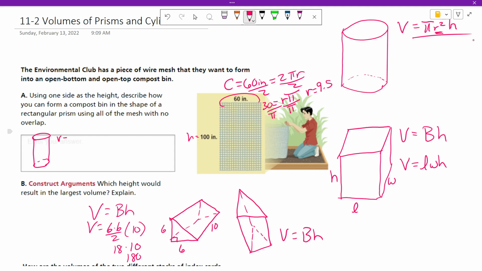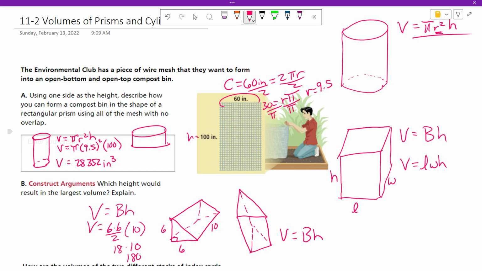So the volume of this is pi r squared h. The volume is pi times 9.5 squared times the height of 100. Put that straight into your calculator that way. Pi times 9.5 squared times 100. It's going to be pretty big in cubic inches. What do we get? 28,352 inches cubed. Okay, now let's do the short fat one.